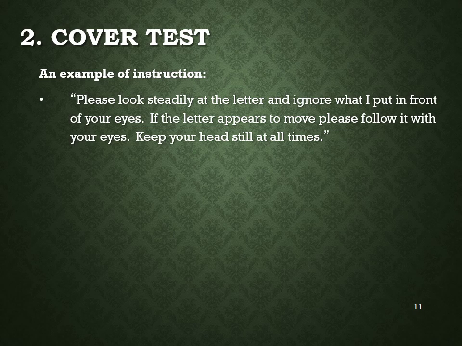This is one of the examples of instruction that you can give to your patient. Please look steadily at the letter and ignore what I put in front of your eyes. If the letter appears to move, please follow it with your eyes. Keep your head still at all times.